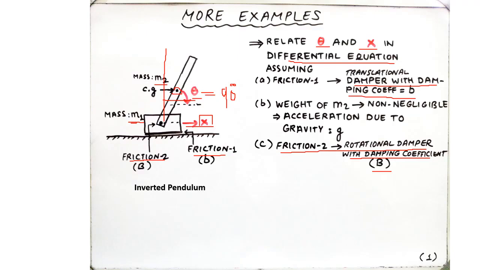In this problem, we shall not ignore the weight of the mass m2. The weight of the pendulum bar is duly taken into consideration because our whole effort is to prevent the pendulum bar from falling. Therefore, the influence of gravity is fully taken into consideration in the model of the system. Thus, the weight of m2 is non-negligible and the acceleration due to gravity is g, so that the weight of the pendulum bar is going to become part of the model.